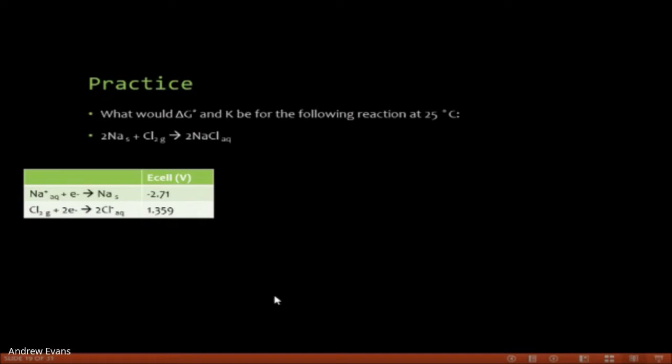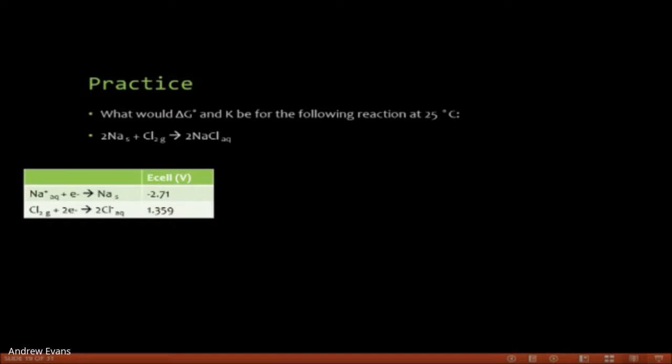Now, let's look at this simple reaction. Sodium plus chlorine goes to 2 sodium chloride. What would happen to this? We have 2 sodium solid plus chlorine gas goes to 2 sodium chloride, aqueous.